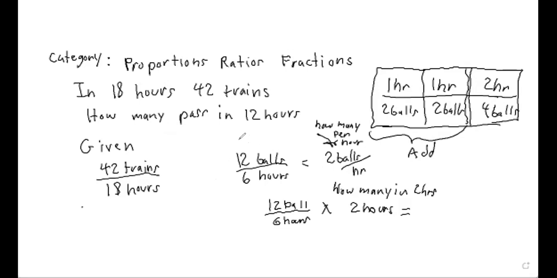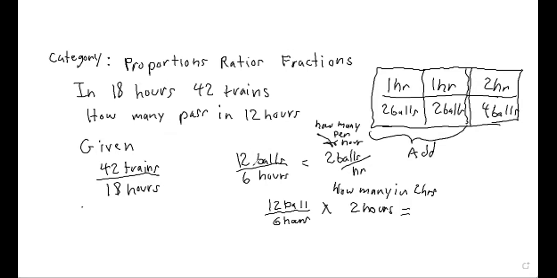Let's say, for example, and this is our example here, I wrote 12 balls. We get 12 balls that pass by in 6 hours, and we want to know how many balls pass by in 2 hours. So how do we figure this out? Well, we use the ratio that we know, 12 balls in 6 hours, to figure out how many balls pass per hour. And it's real simple to do that.